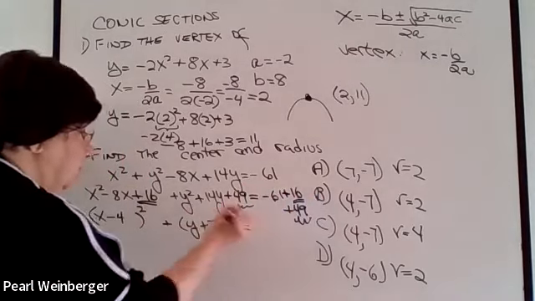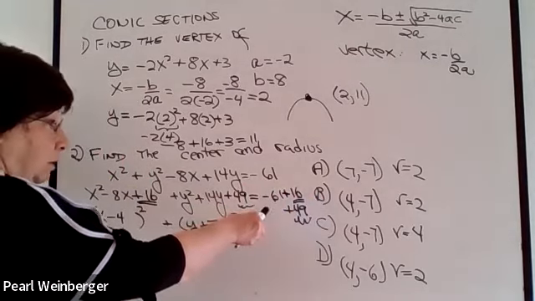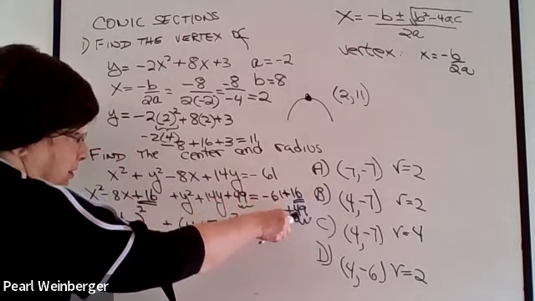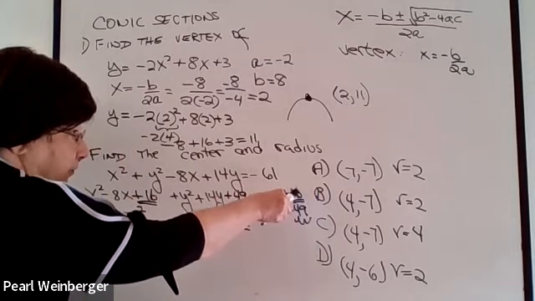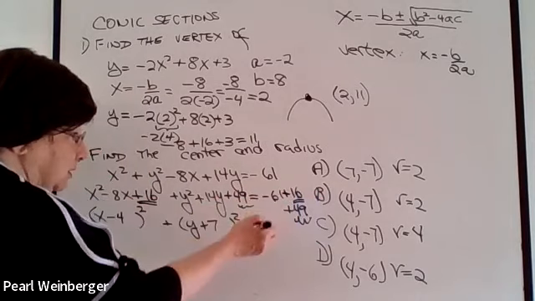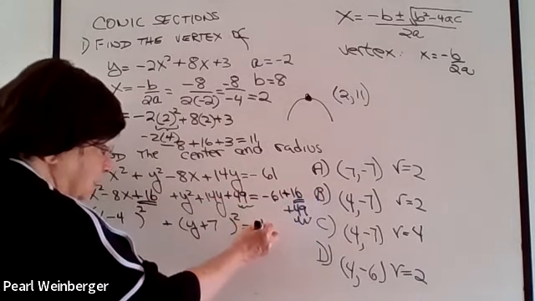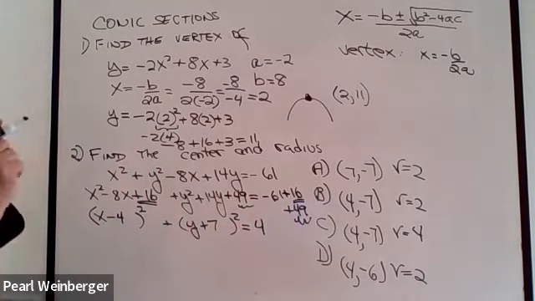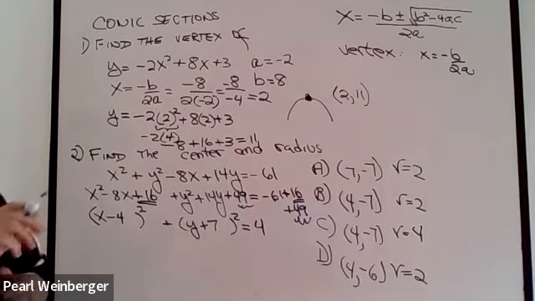Now, what does that give us? Well, I think it's easy. If you add the 49 and the 16, you get 65, and negative 61 plus 65 is positive 4. If you add up all those numbers, you get positive 4.